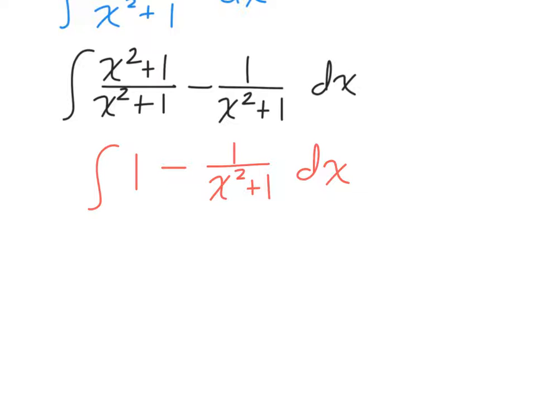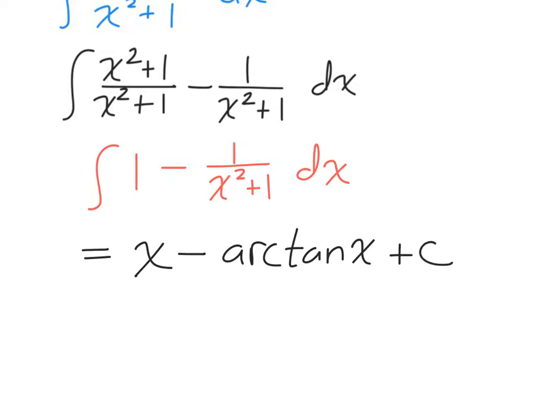Now I can integrate each part individually. So the antiderivative of 1 is just an x, and the antiderivative of 1 over x squared plus 1? Arc tan x, with the negative sign in front of it, plus c. All right. Now, if you rewrote it so that the negative was in the numerator, so 1 plus negative 1 over x squared plus 1, what would the antiderivative be?